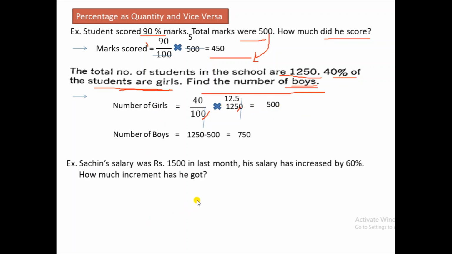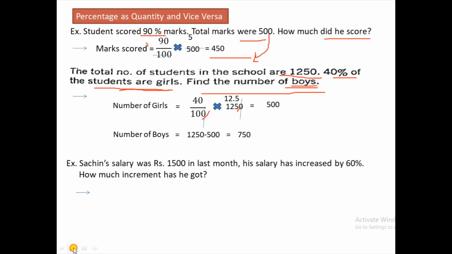Sachin's salary was 1500 last month, and his salary has increased by 60%. Just keep an eye on this particular word, by. By and to have different meanings. His salary has increased by 60%, so there is going to be an increment of 60%. So how much increment has he got? In percentage format, he has got an increment of 60%. So we want the absolute value.